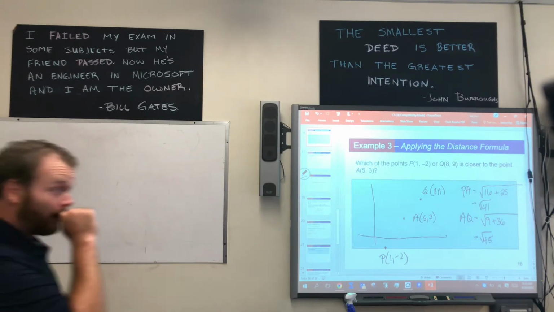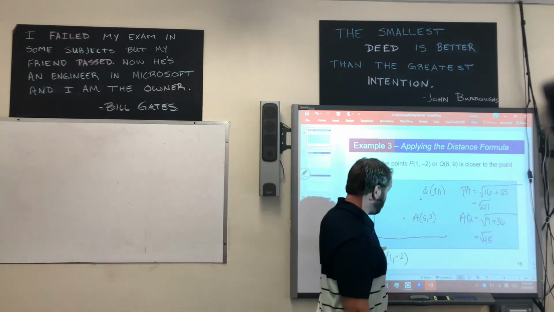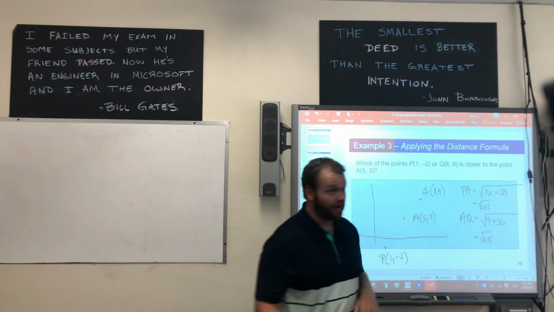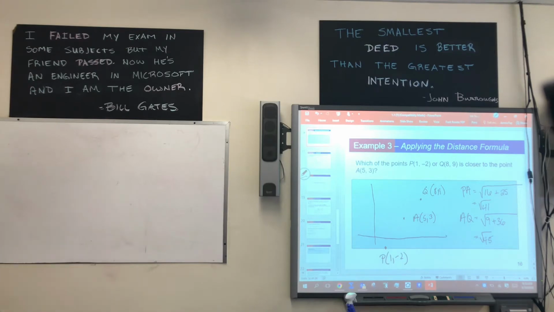P. Okay? Because to go from P to A, I have to go root 41. And from Q to A, I go root 45. 45 is bigger than 41. So root 41 is the smaller distance, so A is closer to P.